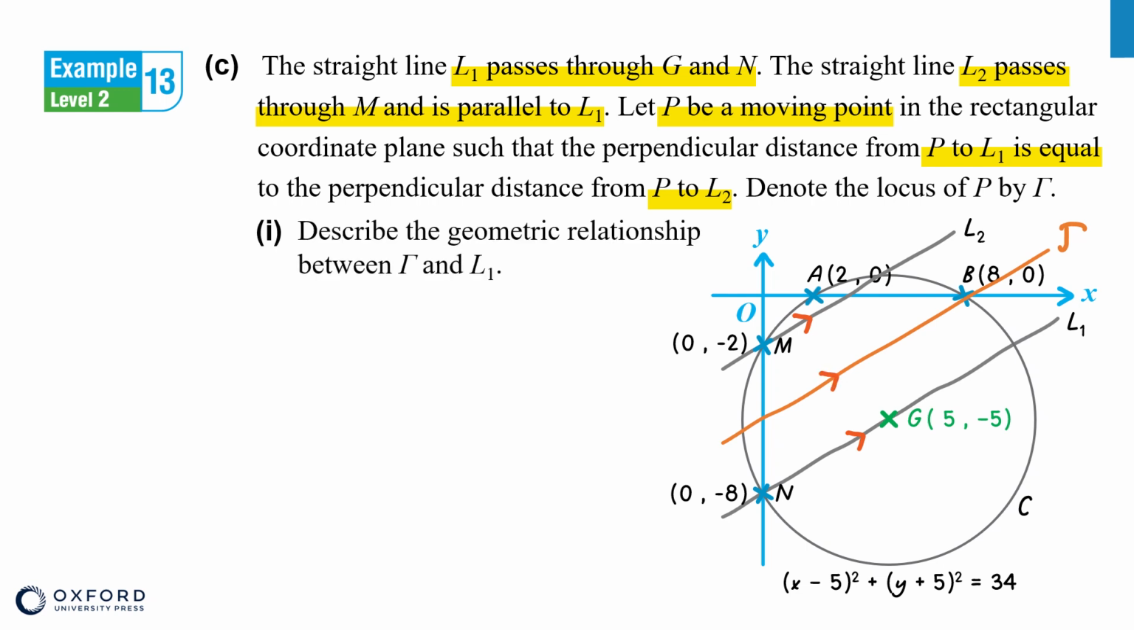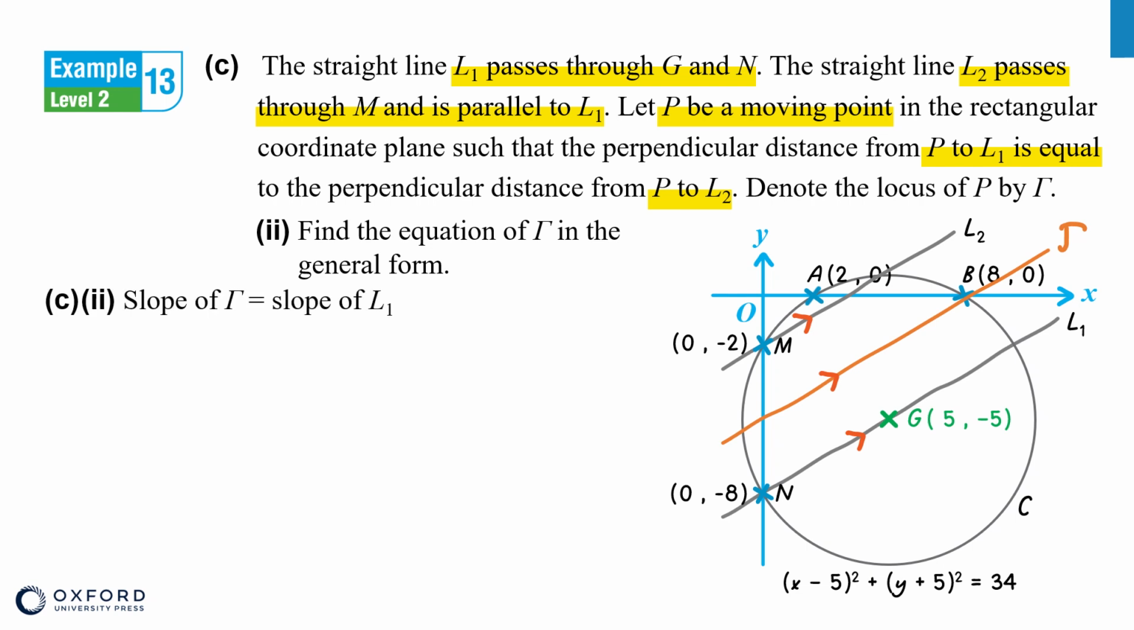Part 1, we need to describe the geometric relationship between gamma and L1, which we already did. Gamma is parallel to L1. In part 2, we need to find the equation of gamma in the general form. Since gamma is parallel to L1, the slopes of them will be the same, so we can find the slope of L1 instead. Can we find the slope of L1? Sure. We already found G and N. So the slope is 3/5.